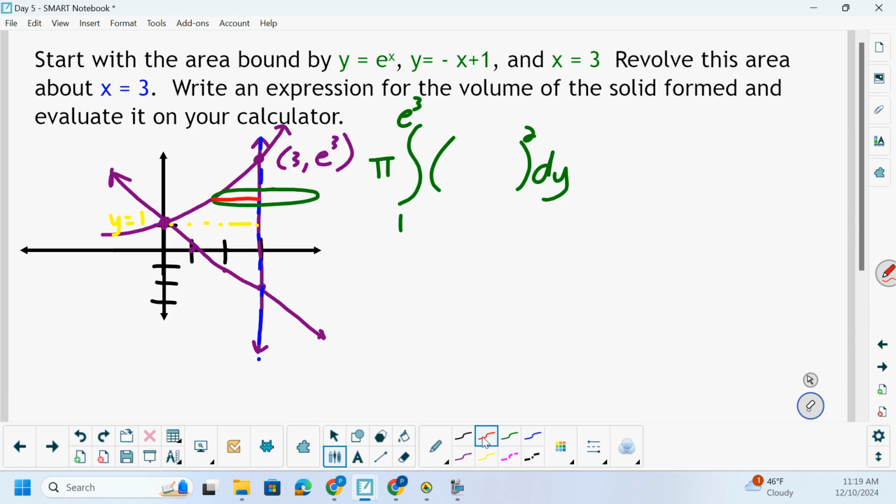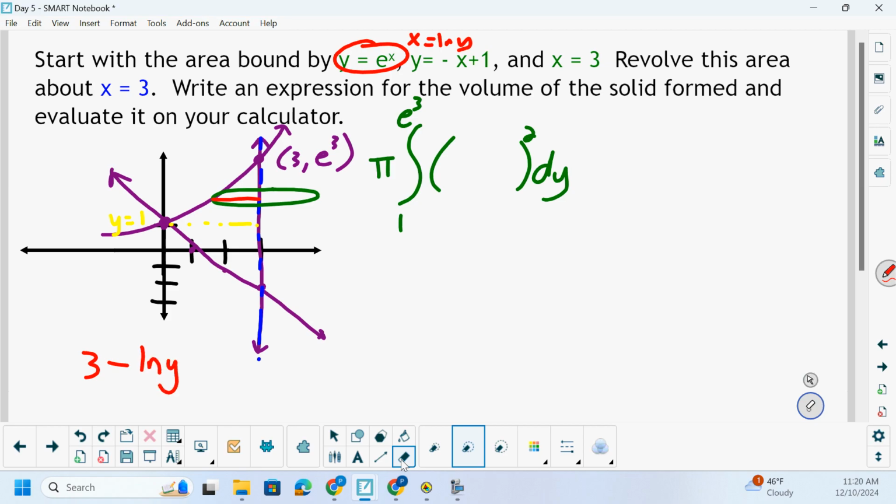We want to do a right minus a left. So our right edge is 3 minus the left edge is e to the x. But that's a problem. We can't put that in our integral because we're supposed to be dy. So rather than having e to the x, we've got to decide, well, what's x equal to in that equation? If we switch to log form, x is equal to natural log of y. So we'll really have 3 minus natural log of y.